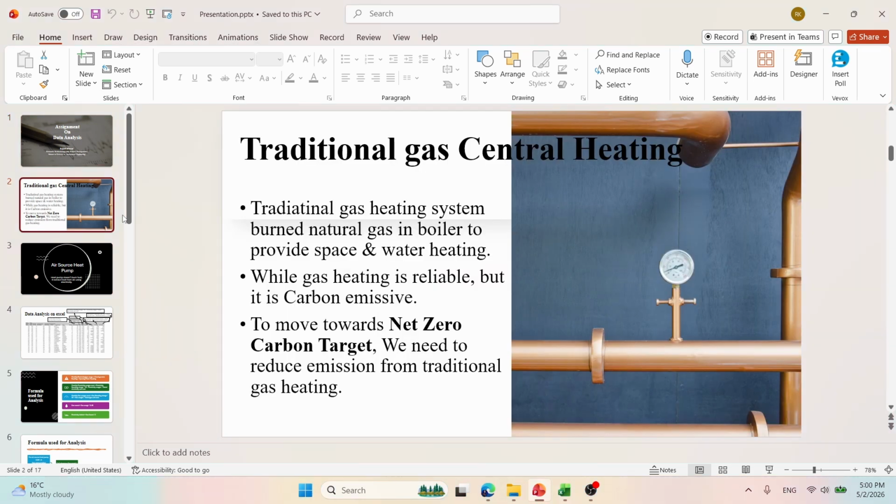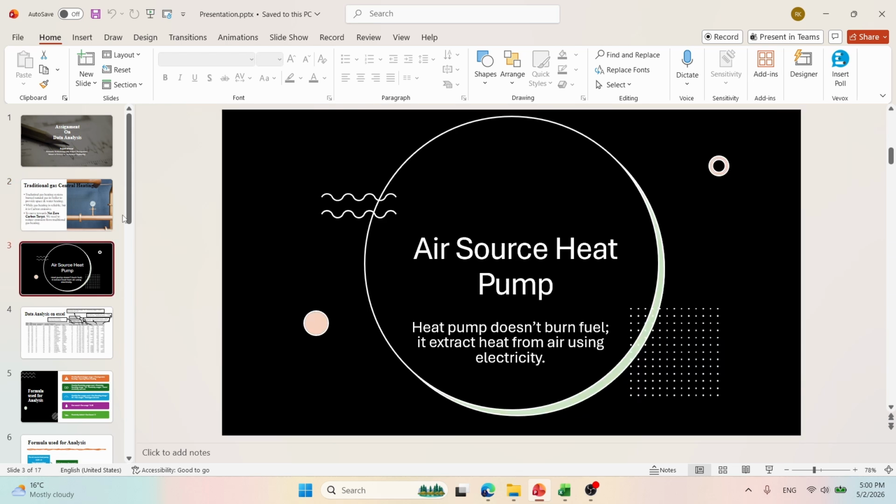Let's talk about the traditional gas system. The traditional gas system uses natural gas in a boiler, and we get water heating. It's good, but it produces carbon dioxide. So to move toward the net zero carbon target, we need to reduce carbon emission. So here comes the air source heat pump.